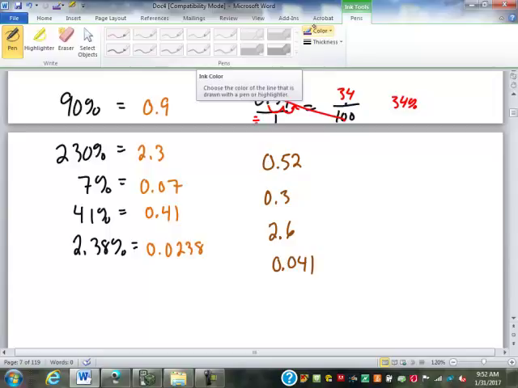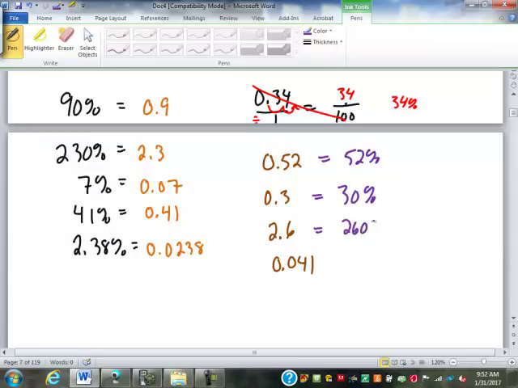So 0.52 becomes what percent? 52%. 0.3, 30%. 2.6, 260%. 0.041, 4.1%.